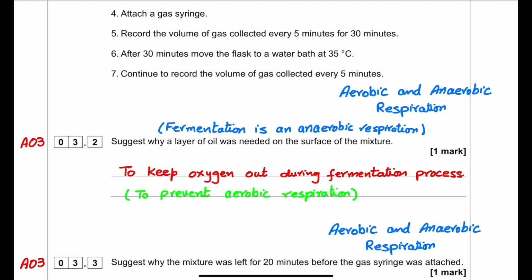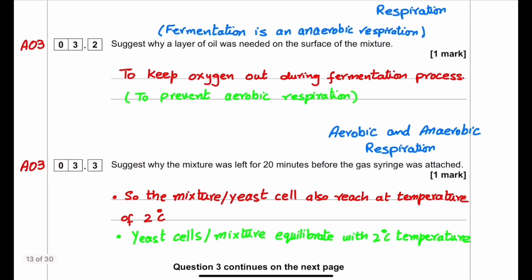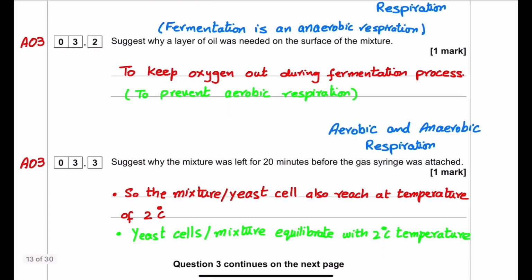Let's see the model answer. The model answer is: the mixture and the yeast cells both reach the same temperature of 2 degrees Celsius. Yeast cells and the mixture both will come to the temperature of 2 degrees Celsius.